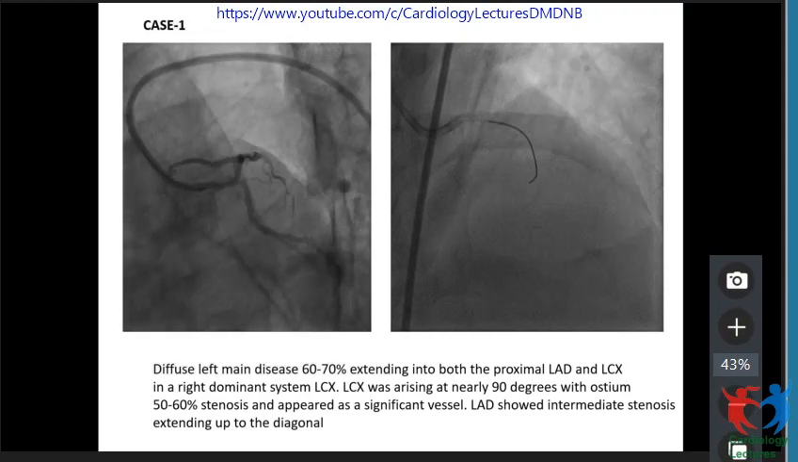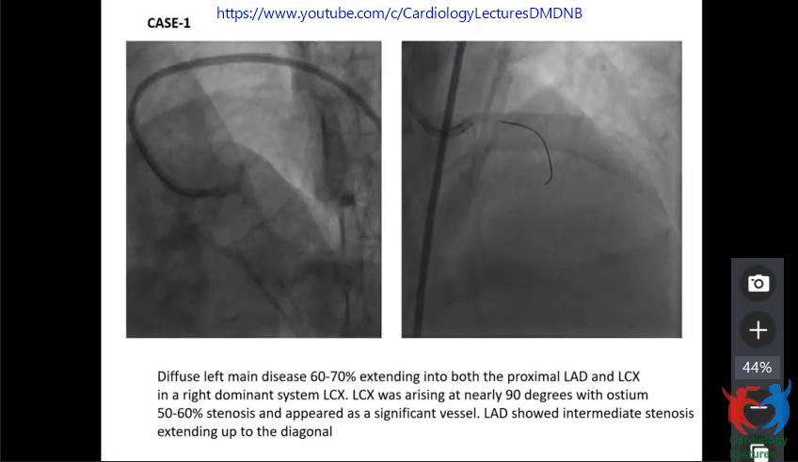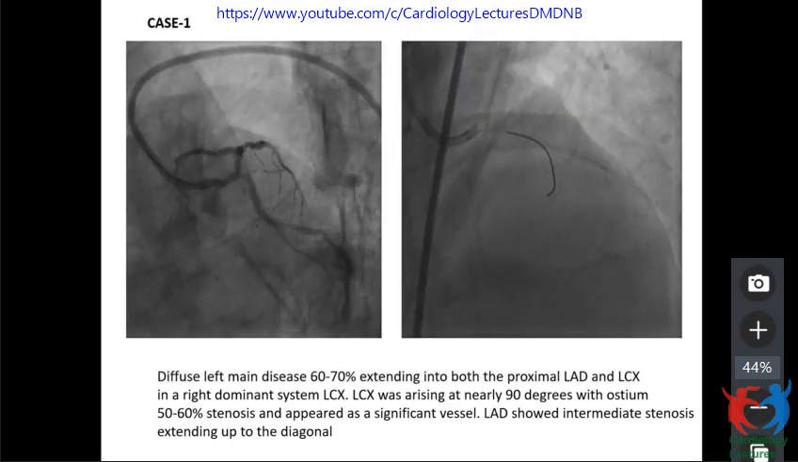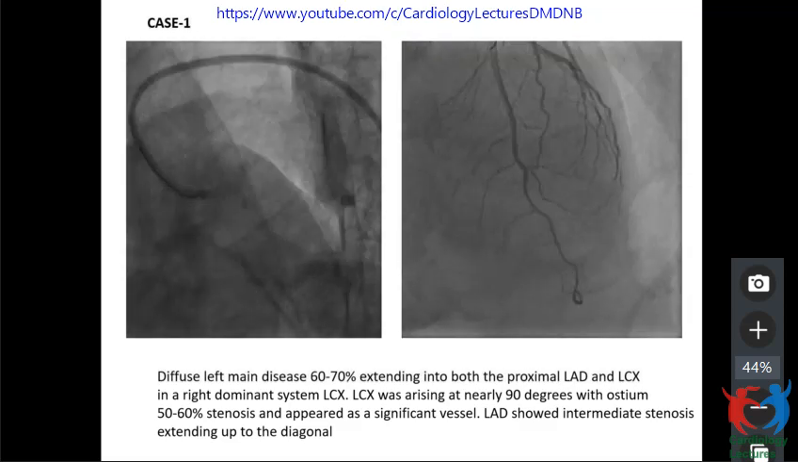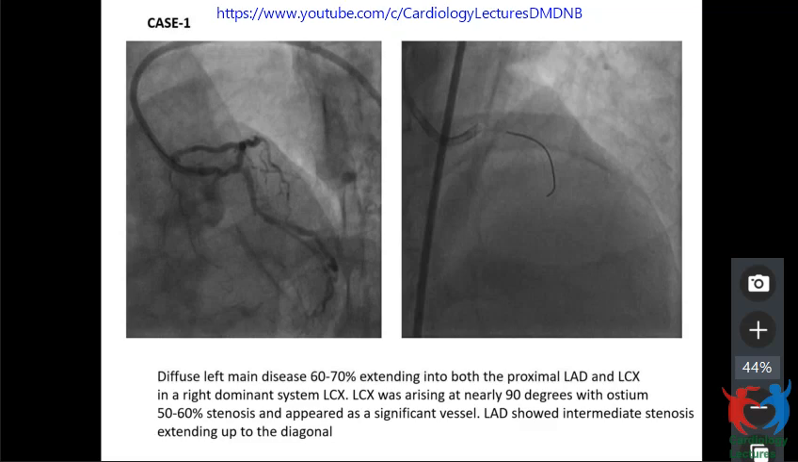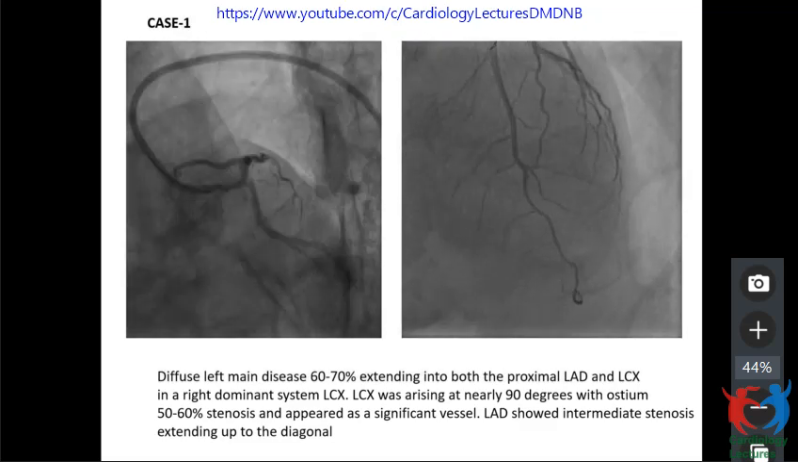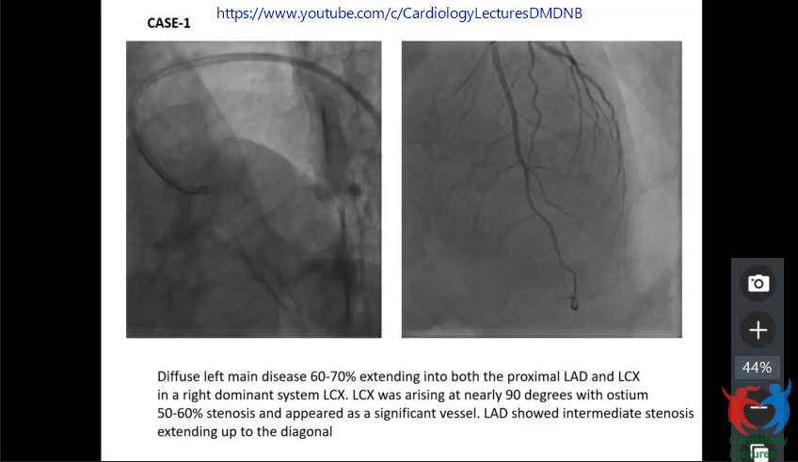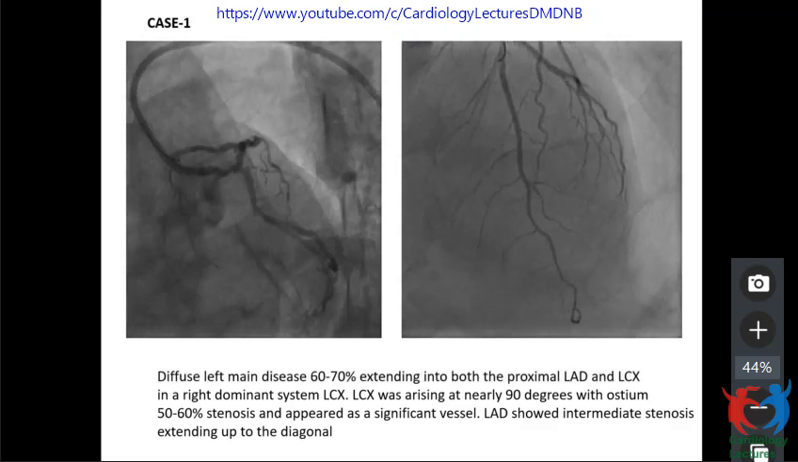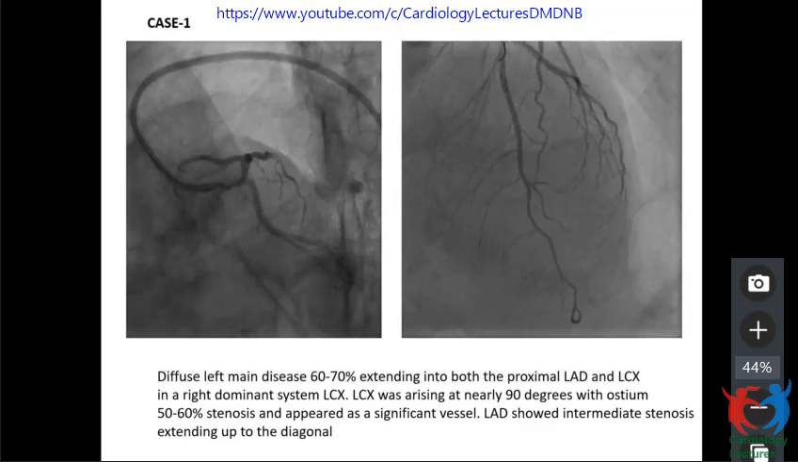If you see the other view, the cranial view, you can make out the diffuse disease of the left main, and there is intermediate stenosis of the LAD which is not very clear. And the LCX ostium is diseased, maybe around 40 to 50% or more, which we are not sure of. Such cases of left main present us with a dilemma, that we often underestimate the disease in the left main angiographically. So what we require is definitely a form of imaging which can confirm the degree of stenosis in the left main. And the second thing is the severity of disease at the ostium.